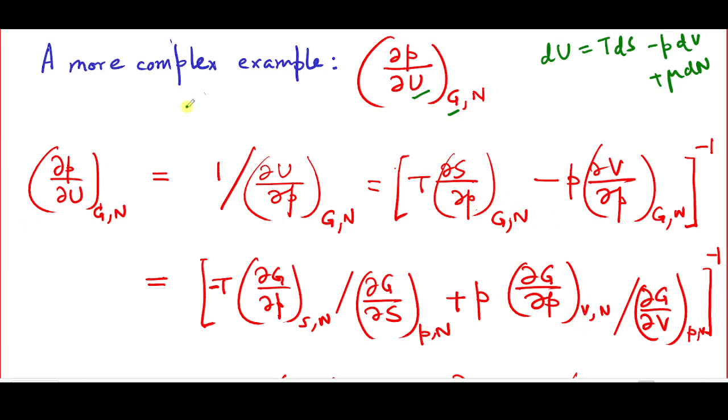Now we are in a position to use dG. dG, remember, is minus S dT plus V dP plus mu dN. Once again, the mu dN term is not going to contribute because these derivatives are all carried out at constant N. But let's see what the rest will tell you.